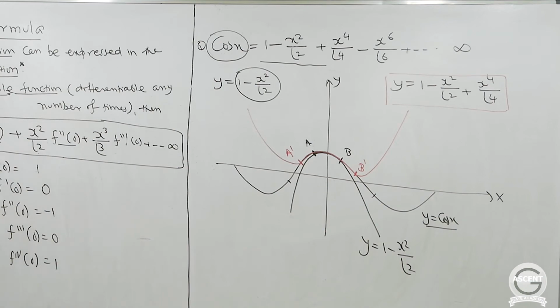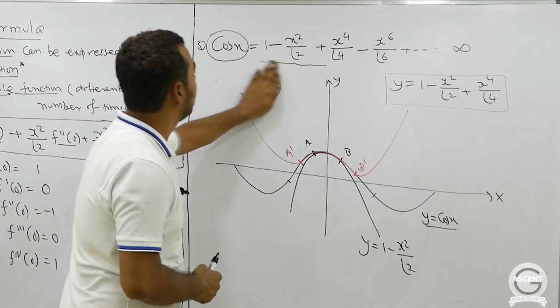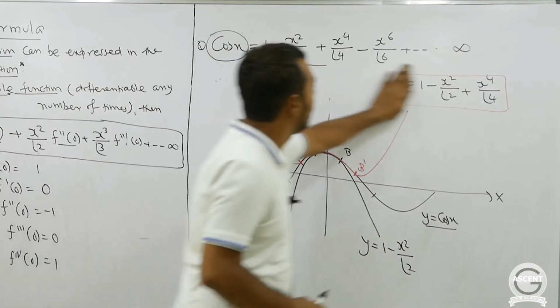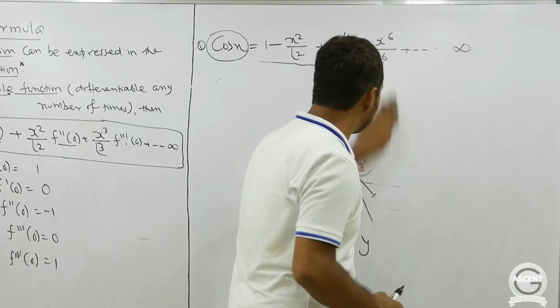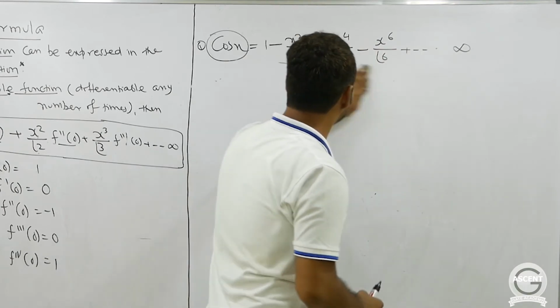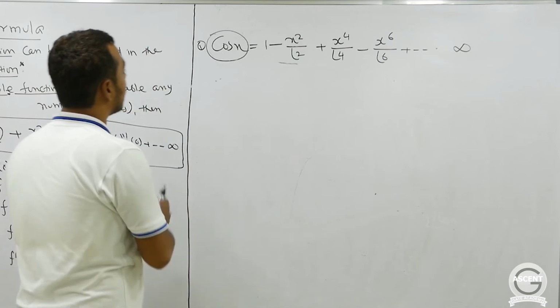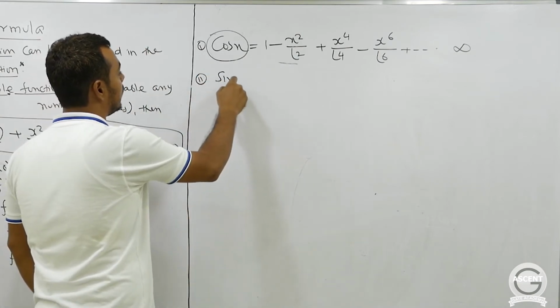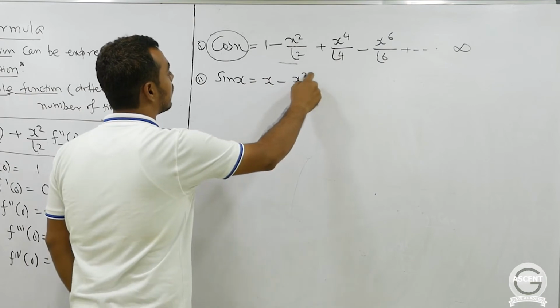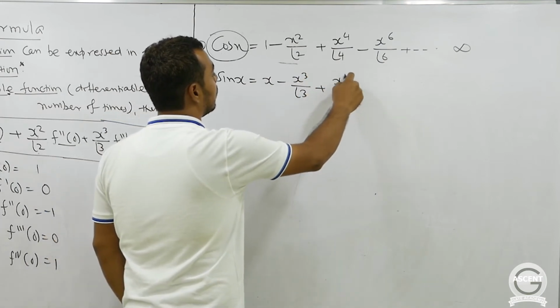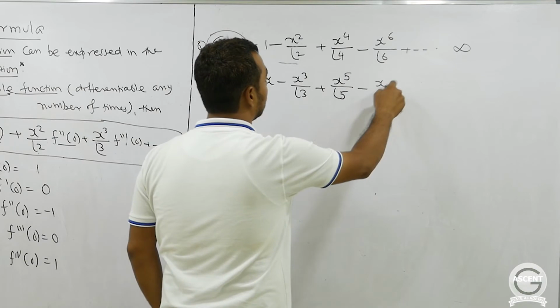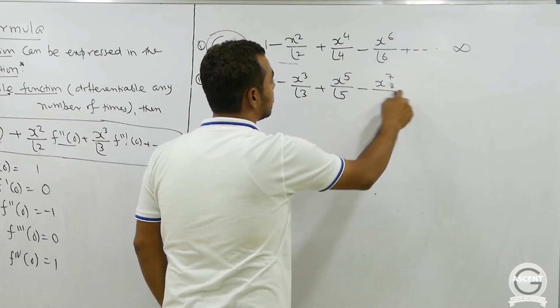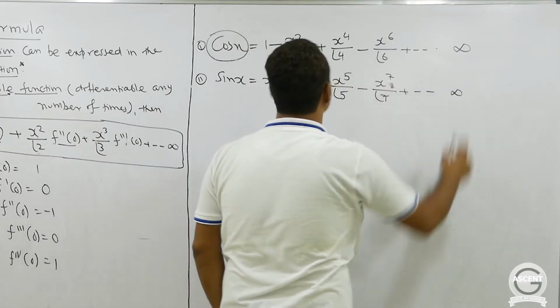Now there are some other important expansions that you need to know. All those expansions are derived using this formula only. So the first one was cos x is 1 minus x square by 2 factorial. Now there are 5 other important results which are derived from this Maclaurin's formula, which you have to remember. The second one is the expansion of sin x. The expansion of sin x is x minus x cube by 3 factorial plus x to the power 5 by 5 factorial minus x to the power 7 by 7 factorial. This will continue up to infinity.